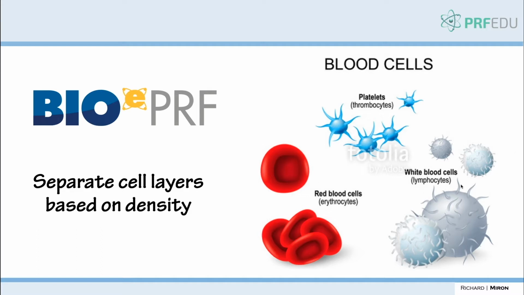And when you look at this, you can see the white blood cells and red blood cells are very similar in size and in weight. So they're a little bit trickier to separate, whereas the platelets are a lot lighter and smaller, so they can go to the top more effectively.